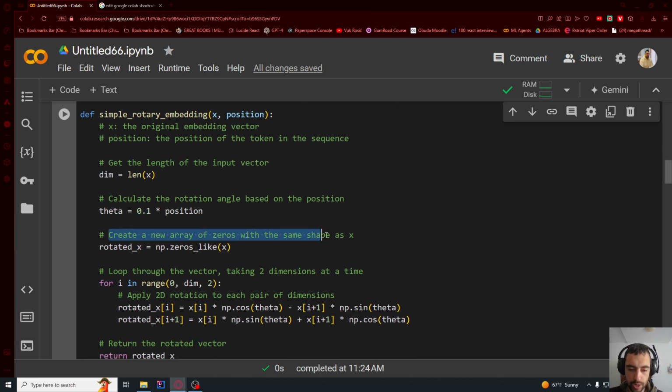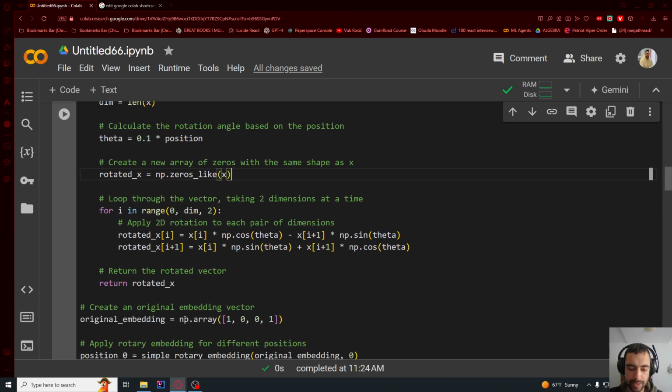Then create a new array of zeros with the same shape as x. So basically, we have np.zeros_like x. That means that we will look at this vector x, which is this vector, and just replace everything with 0, and that's going to be our new vector. We will not replace values in this vector, but we will create a new vector that is the same as this, but has zeros instead of numbers.